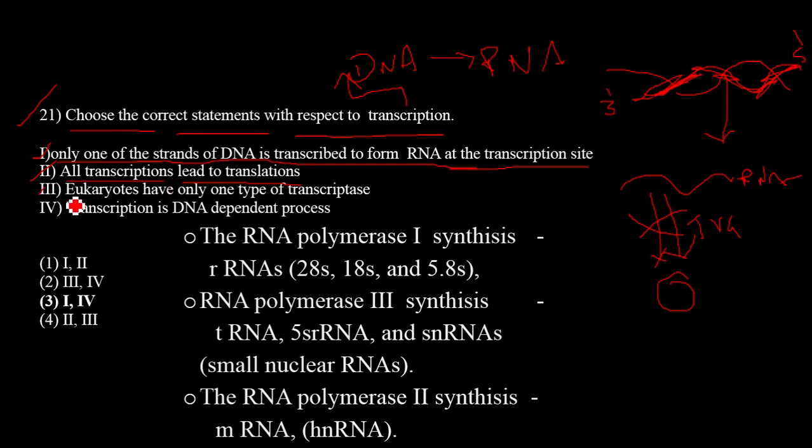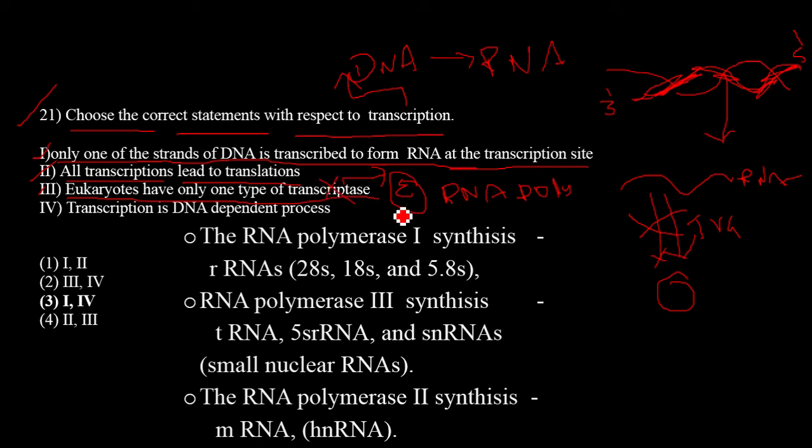Next, statement 3: eukaryotes have only one type of transcriptase. Here transcriptase means the enzyme which is involved in the formation of RNA. It is also called RNA polymerase. Here they have given that eukaryotes have only one type of transcriptase. It is a wrong statement.